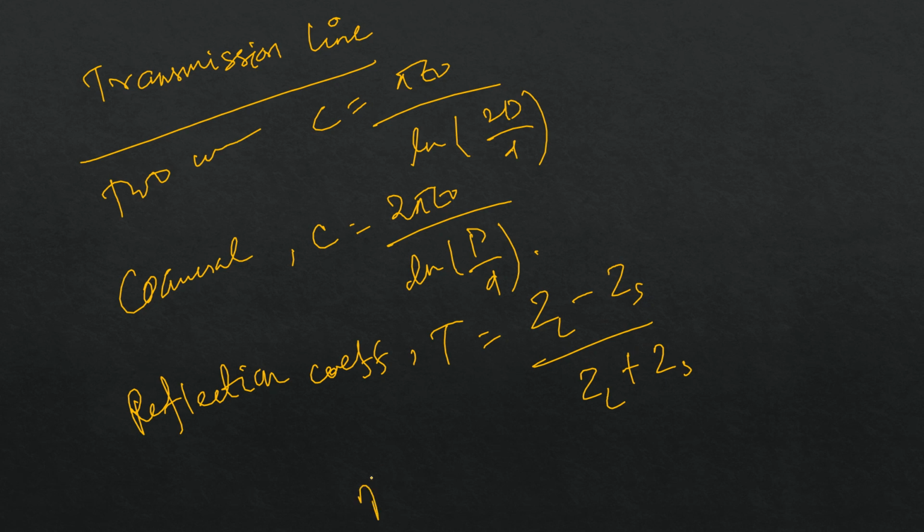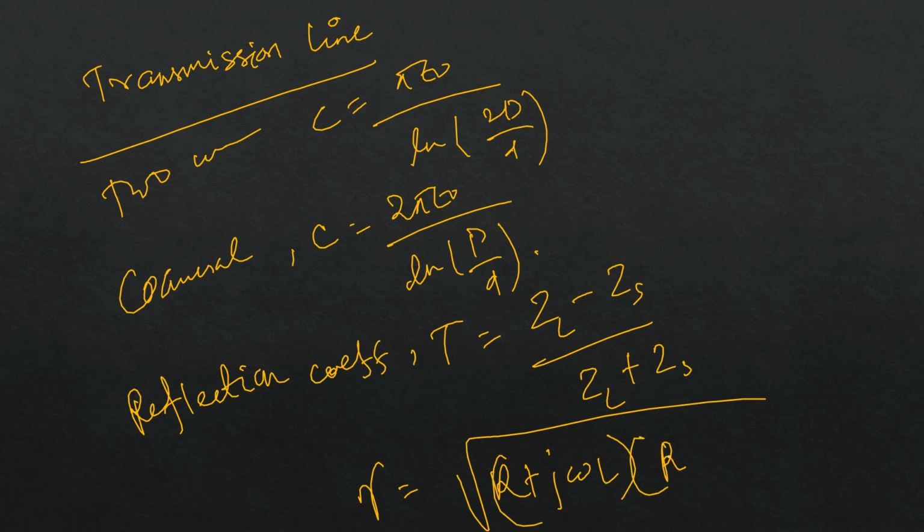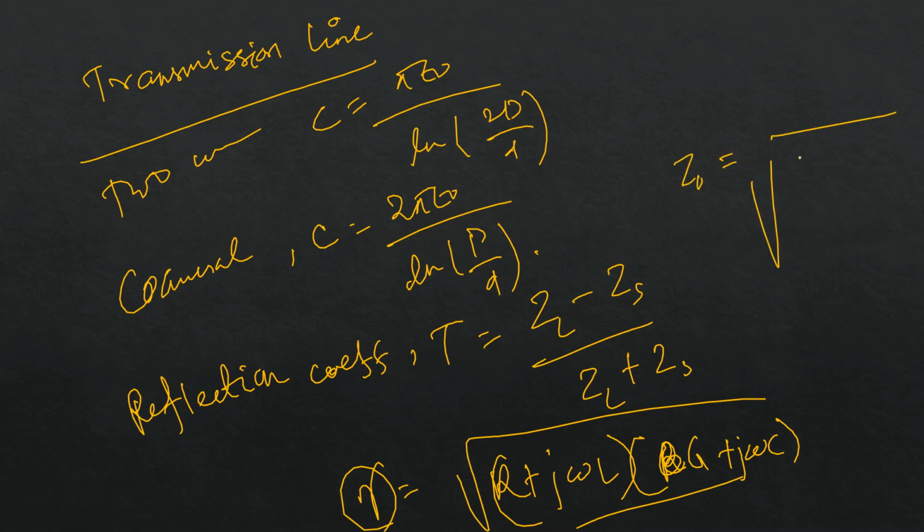Okay, then propagation coefficient is root of R plus j omega L into G plus j omega C. So we are multiplying these two terms in the propagation coefficient, but we are dividing it in characteristic impedance. We are dividing these two terms, R plus j omega L divided by G plus j omega C.